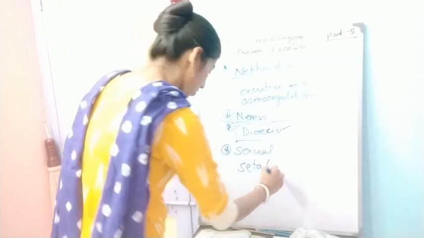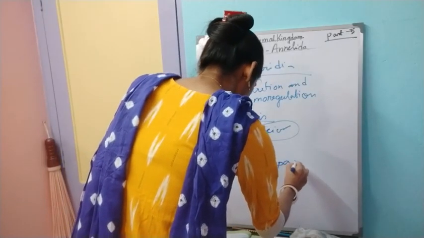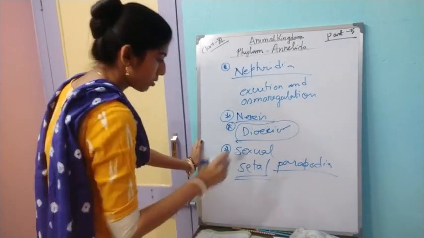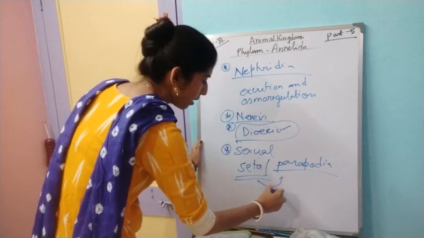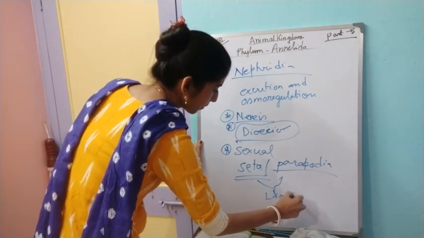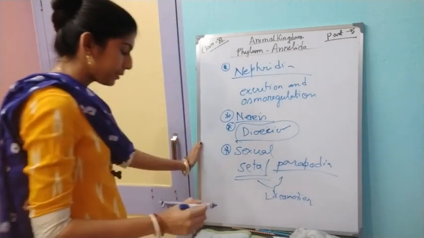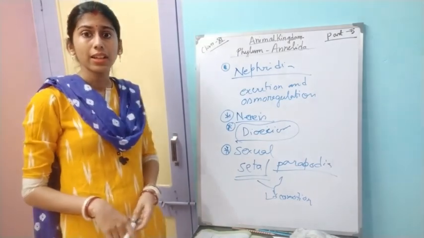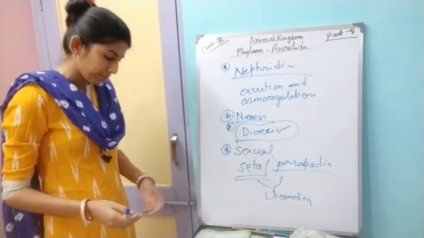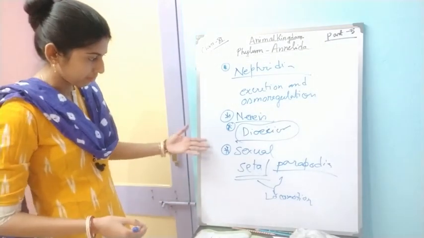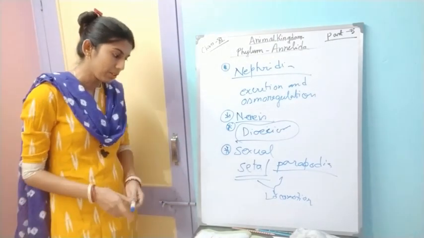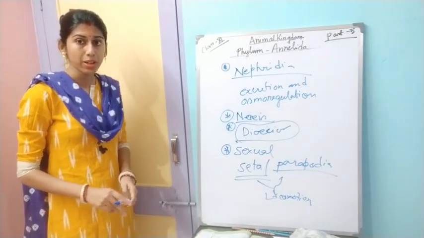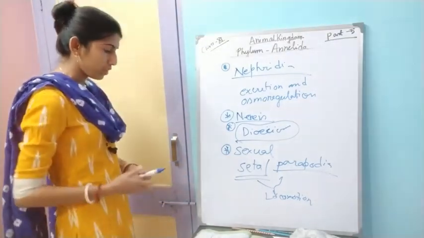Their respiration is mainly cutaneous respiration. Some structures found in terrestrial forms are setae, and parapodia. Parapodia we have seen, and you need to know setae, which are small bristle-like structures, both helping in locomotion. What type of excretory product do they release? Those which are aquatic release ammonia, and those which are terrestrial release urea. So these are some common features.